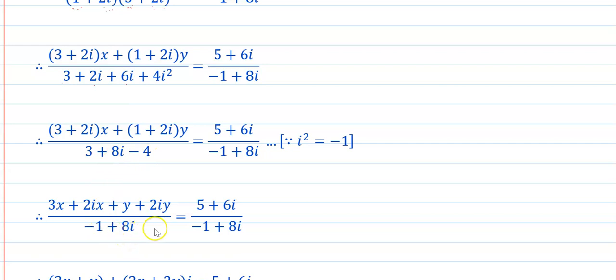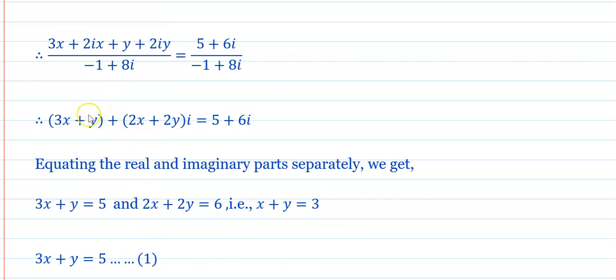Okay, now the next simplification. Here for both these two terms, the denominator is the same, that is minus 1 plus 8i. Minus 1 plus 8i gets cancelled and hence you will get 3x plus y plus 2ix plus 2iy. We can take i as common. Then in bracket you will get 2x plus 2y bracket complete into i, and that is equal to 5 plus 6i. Now here we will equate real and imaginary parts.